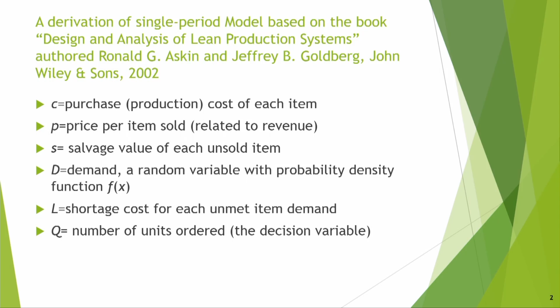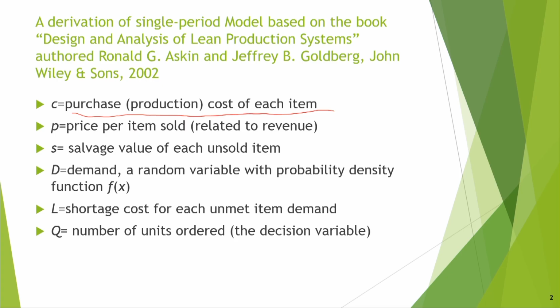So, we are following some notations. C is equal to the purchase cost of each item. It may be production cost if there is a factory, otherwise it can be purchase cost. P is equal to the price per item sold, which will generate revenue. S is equal to the salvage value of each unsold item. It may be 0 in some cases, or you may get some amount.